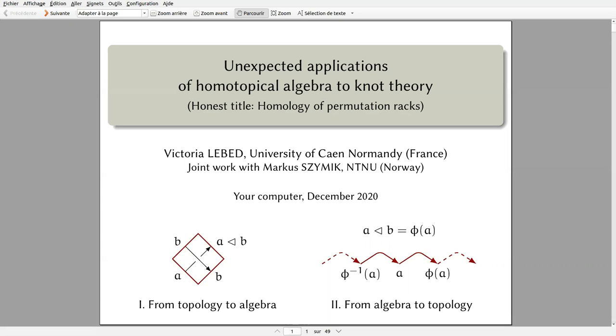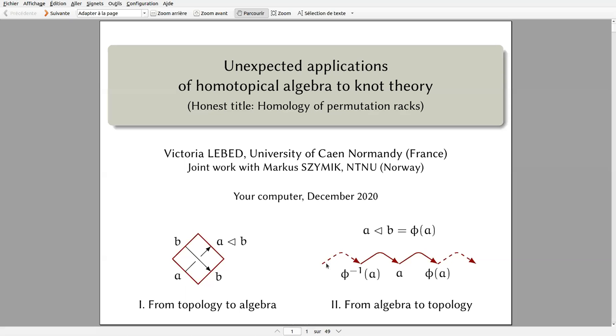But then there comes the difficult part of the story. These things are almost impossible to compute. There are only a couple of families of racks and quandles for which we can explicitly compute the entire homology theory. And now this is where the homotopy theory will come in.